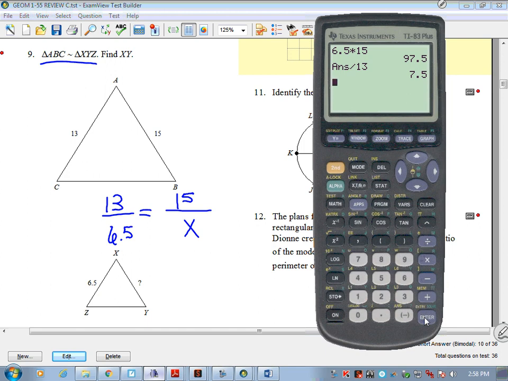They say S, but it's really just the question equals 7.5. I don't think there's an S there. It just says find xy. You could write xy equals 7.5, and that'll work. You just want to make sure that you're picking corresponding side lengths, and comparing them to each other.